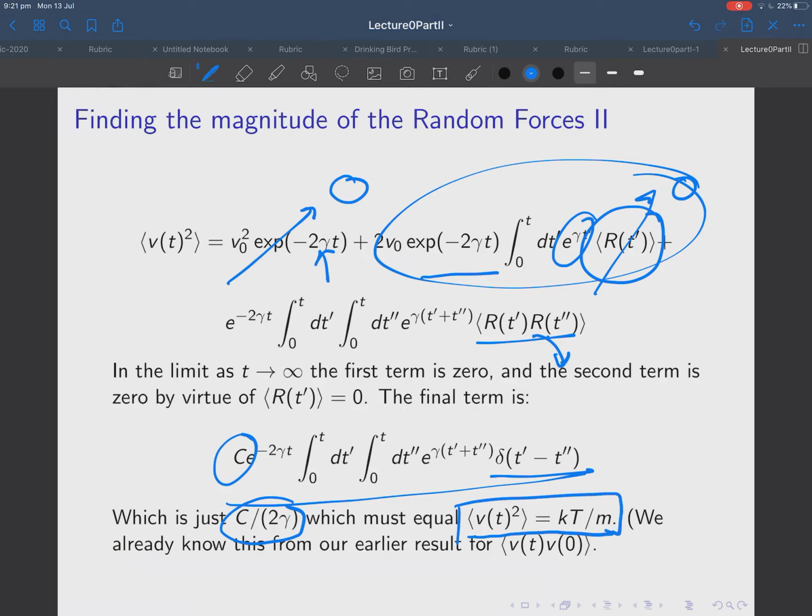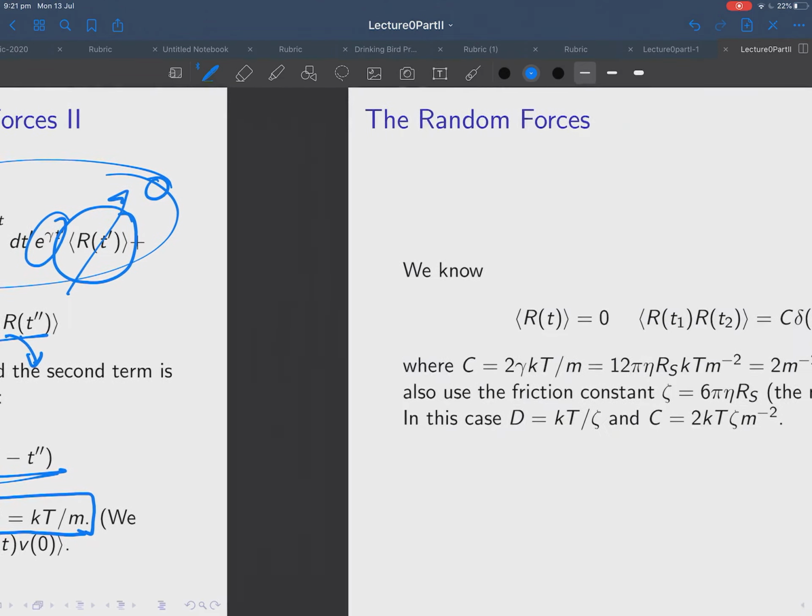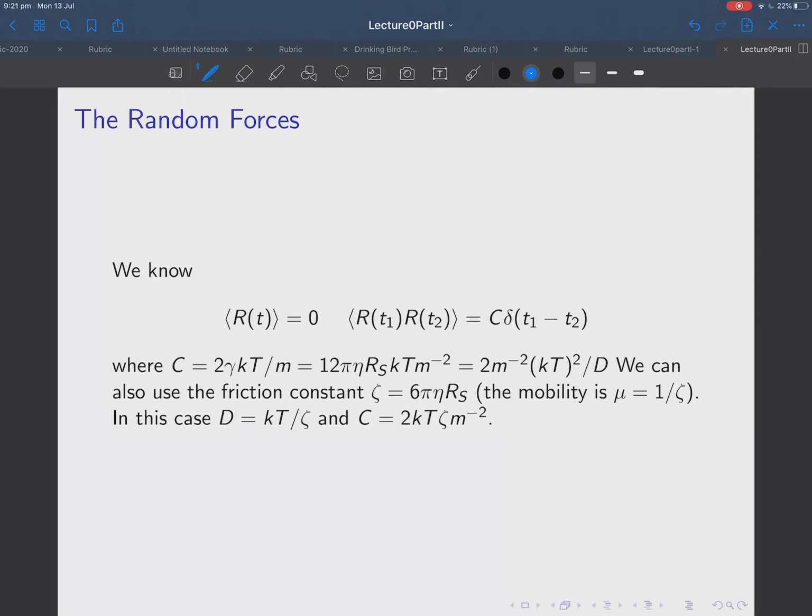We don't know this yet, but we'll see it later on when we look at some other ways of looking at this problem. So, what do we have about the random forces? We know the average of the random forces is 0, because left and right kicks are the same, and we know the variance is given by this. The correlation between times t1 and t2 is this.